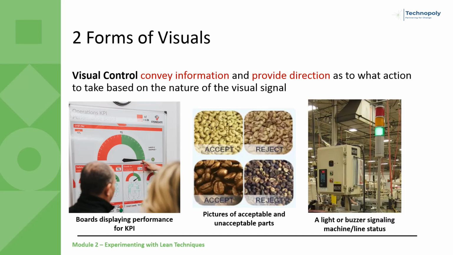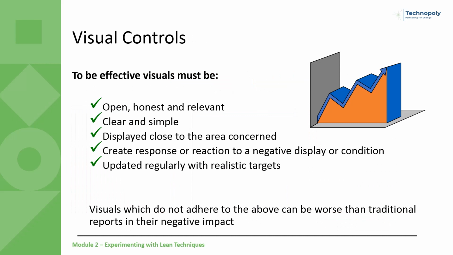In order to be effective, visuals must have the following characteristics: open, honest, and relevant, clear and simple, displayed close to the area concerned, create response or reaction to a negative display or condition, updated regularly with realistic targets. Visuals which do not adhere to the above can be worse than traditional reports in their negative impact.